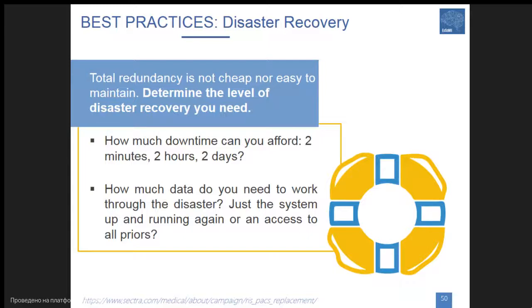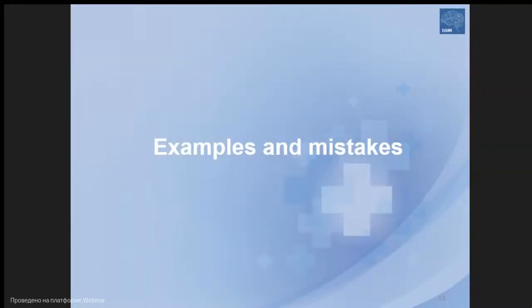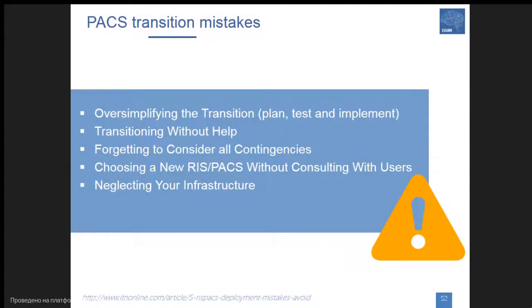So by this, the necessary amount of technical support would be defined. And what is important at the time of disaster? Just the system up and running again, or access to all prior images. The examples and mistakes: there are PACS transition mistakes when the process is oversimplified.